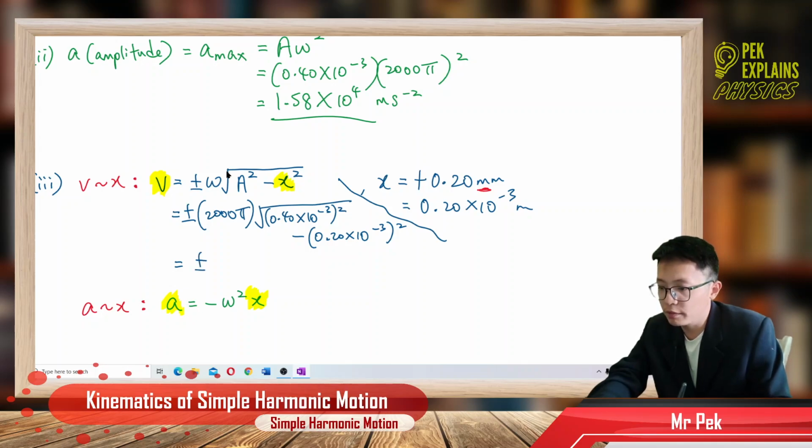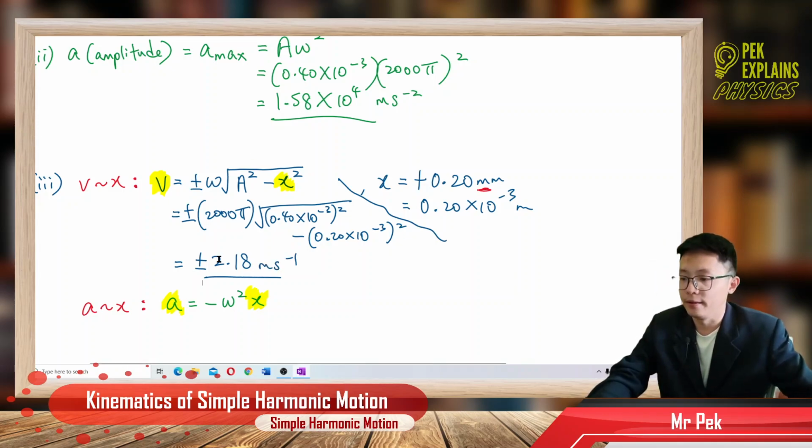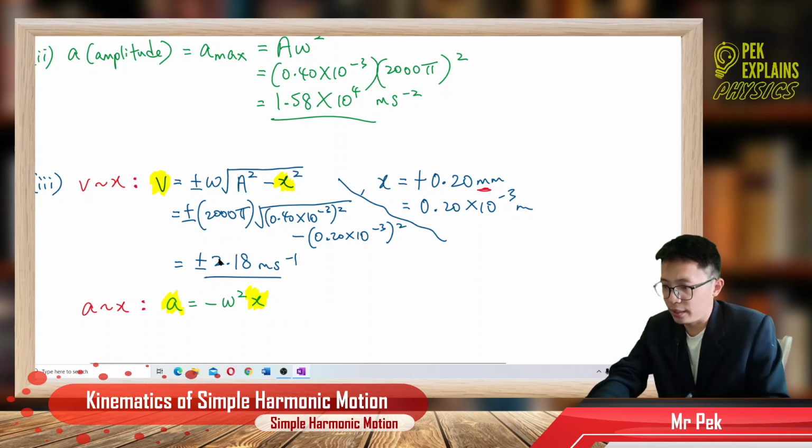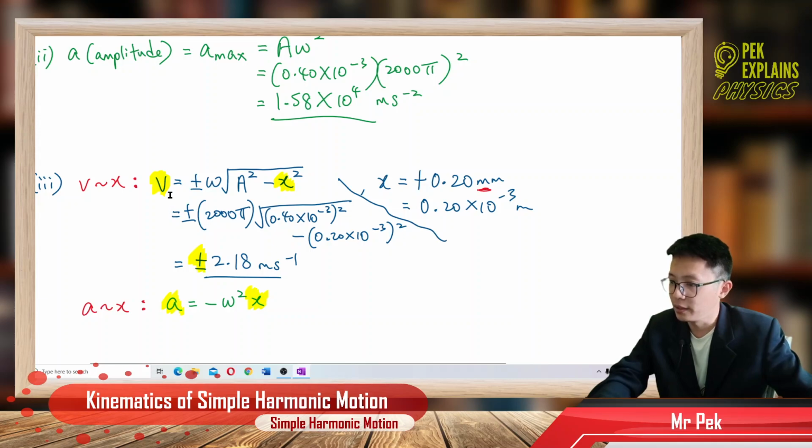So the answer is positive negative 2.18. Okay, this one doesn't ask about maximum speed. This one just asks for the velocity at this position. So this one you must give the sign.